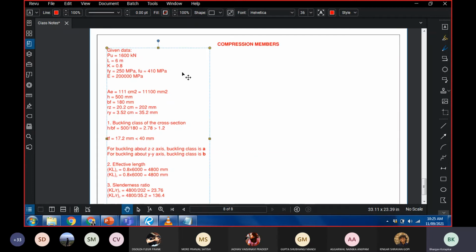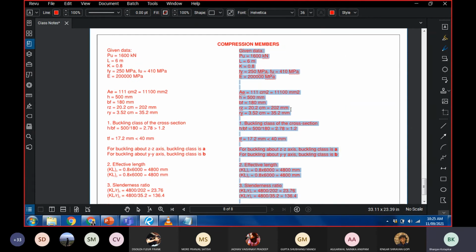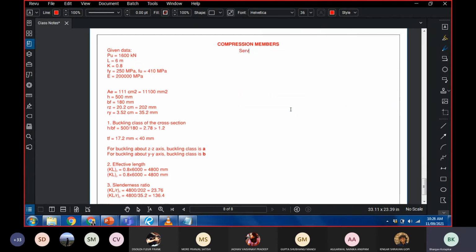First, there's a factored axial load of 1600 kilonewton. Now, I hope you understand the difference between factored axial load and service axial load. So if the question would say the service axial load, which would mean it is P, which is equal to, let us say, 1600 kilonewton.